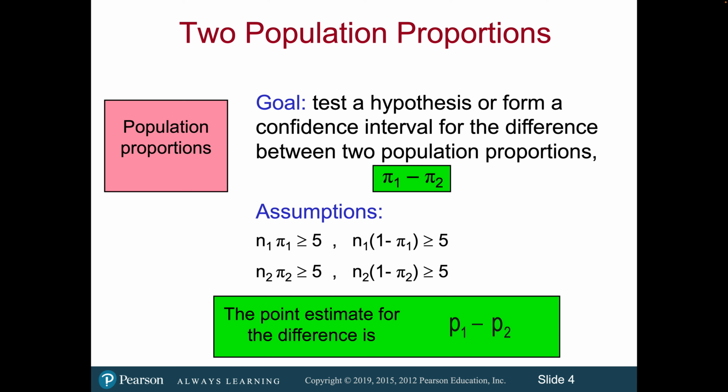Now my point estimate for the difference is P1, that would be the percentage from the sample I take from Kentucky, and then P2 would be the sample that I take from Ohio. So let's say I take 1,000 people from Kentucky and I find out that 580 are going to vote for this candidate. Then my P1 will be 580 out of 1,000. Let's say from Ohio, I pull out 1,000 people and I find that 620 are going to vote for this candidate. Then P2 would be 620 out of 1,000. Now, the assumptions are that n times P and n times 1 minus P for both populations are greater than 5.